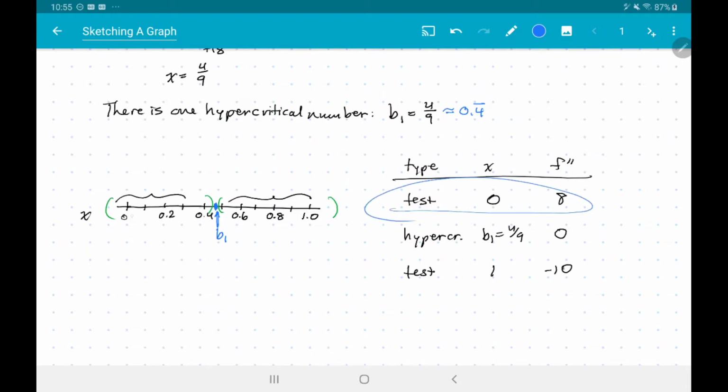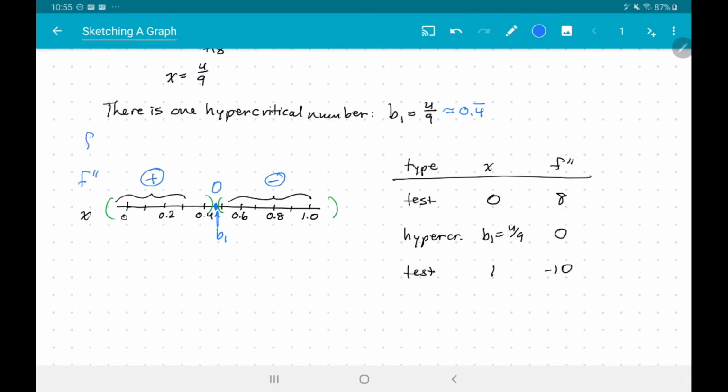This tells me that in the first interval, f double prime is positive. This tells me that in the second interval, f double prime is negative. And just to be complete, f double prime is 0 right there at the hypercritical number. So again, these are the numbers I'm reading to get the signs in the intervals determined by those test numbers. That's information about f double prime.